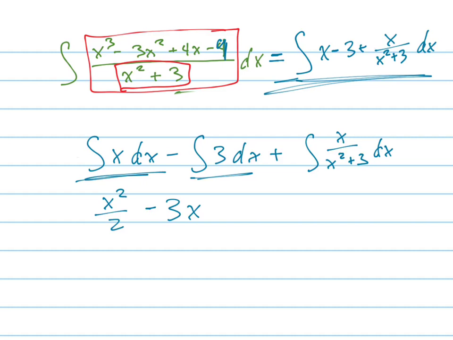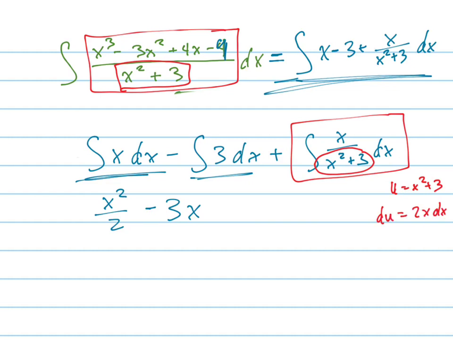And now for this one, I'm still going to have to do some fancy finagling, but now I can do it because what's the derivative of x squared plus 3? 2x. It's 2x. So now I can use u substitution. So now I'm going to let u equal x squared plus 3, which means du equals 2x dx, which means 1/2 du equals x dx, which I can see right here, right?